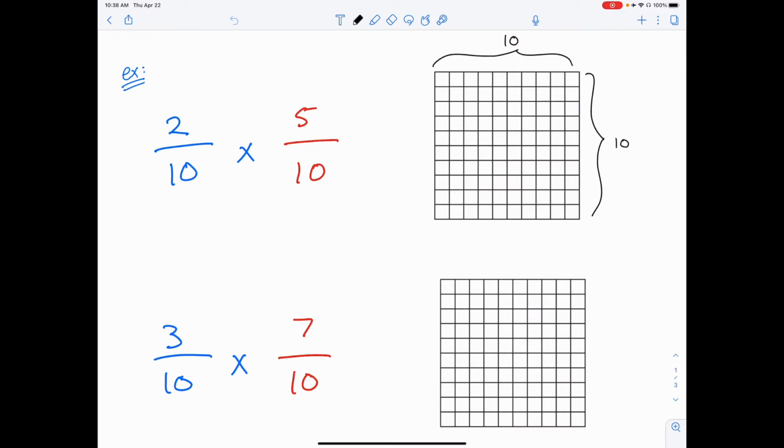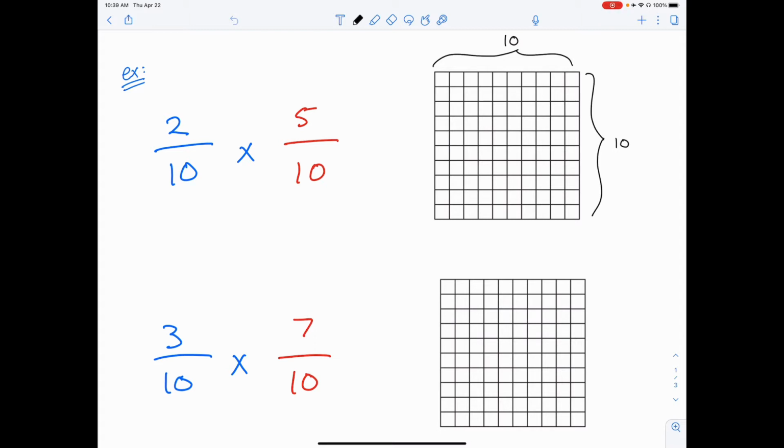So here we have the example 2 over 10 times 5 over 10. Now, what we need to notice is that the denominators, which are the bottom numbers, help create the shape which we need to color in. And the top numbers tell us how much we need to color in.